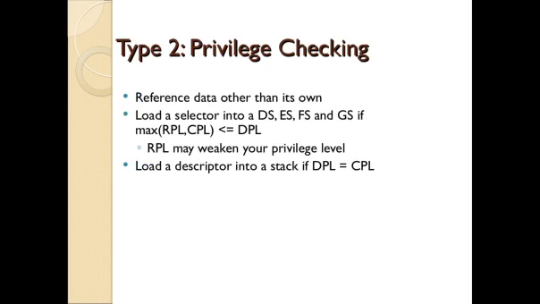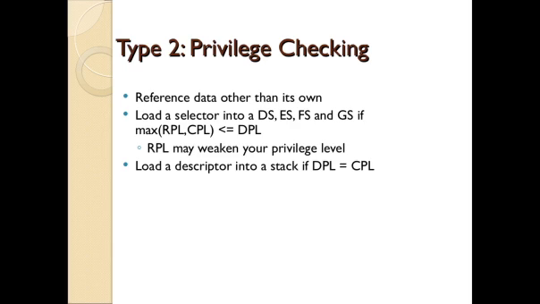The second type of checking is whether it is referring to another data segment, so referencing data other than its own. The program should be restricted from accessing data which is not allocated or not allowed for that program. If it is accessing the data of another program, then it should be restricted. Load a selector into DS, FS, GS, ES if max of RPL, CPL is less than or equal to DPL. R is the requester, the program requesting the data access. CPL, the current privilege level, should be less than or equal to the descriptor privilege level.